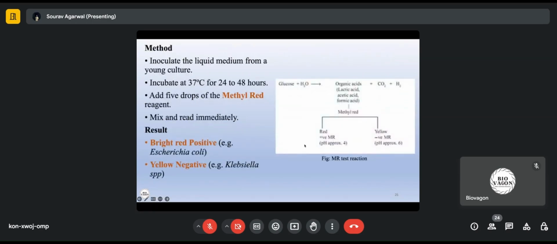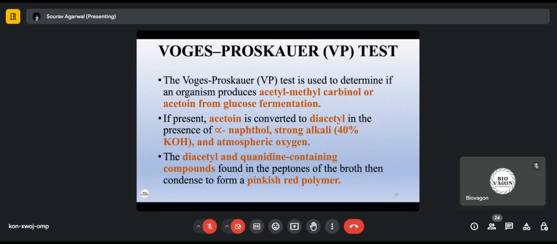So as you can see in this picture, as I explained, glucose is first converted into pyruvic acid, and then the pyruvic acid goes into several mixed acid pathways and produces lactic acid, acetic acid, etc., which reduces the pH of the media, and that's the reason why methyl red changes its color from yellow to red. Here, E. coli will give you a bright red positive coloration, and Klebsiella, on the other hand, will give you yellow coloration, which is negative in this case.